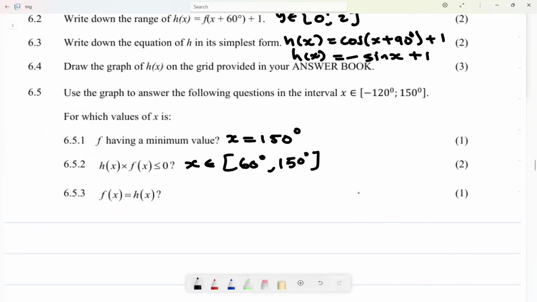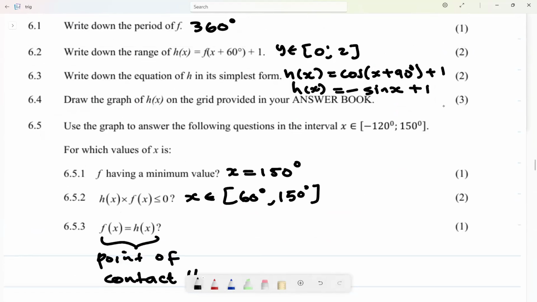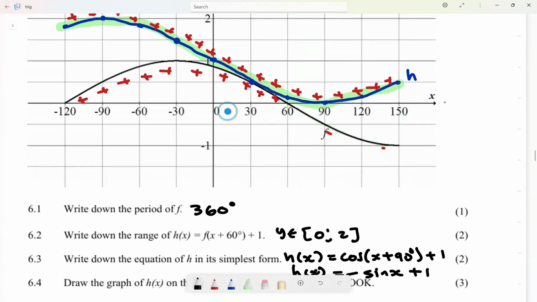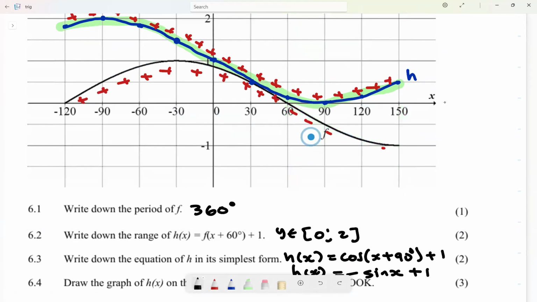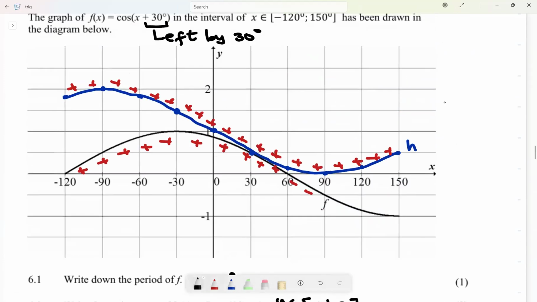And then where is f of x equal to h of x? This is where the point of contact is. Where are they intersecting? Where are they touching each other? Sorry, my graph. I almost removed my graph of h. Okay. Where are they equal? You need to find that.